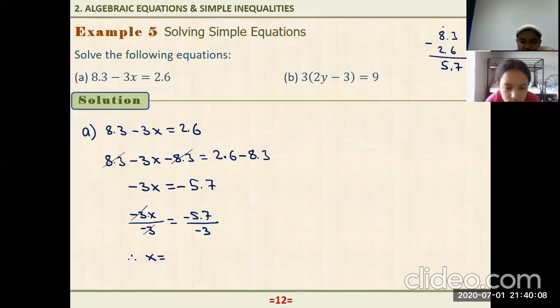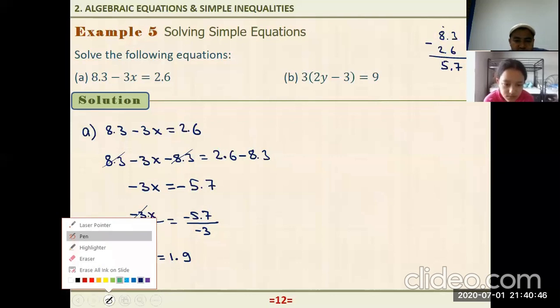If you just ignore the decimal point, 57 is divided by 3. What is it? 19. Right? Because 60 divided by 3 is 20, one less, so it should be 19. So this is 1.9, because here we have a decimal point, 5.7. That's why it is 1.9. Okay?